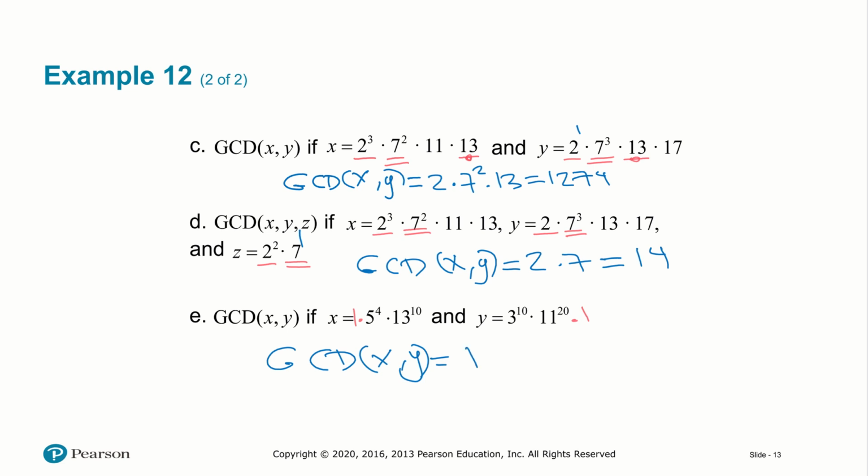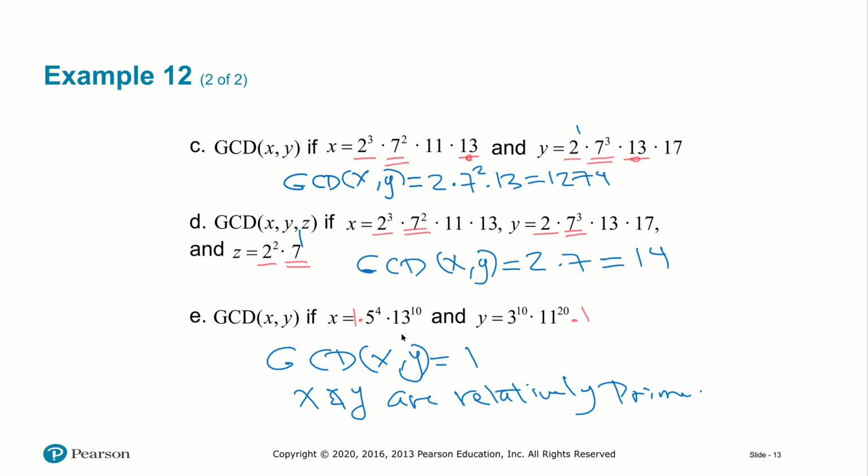So what can we say about x and y in this particular example? X and y are, finish my sentence. Yes, I heard you, you're right. They're relatively prime. All right, good for you. Remember, anytime the greatest common factor between two numbers is 1, then they're relatively prime.